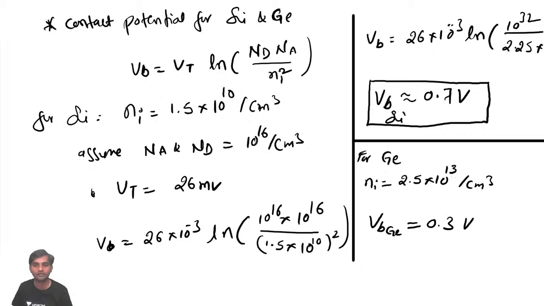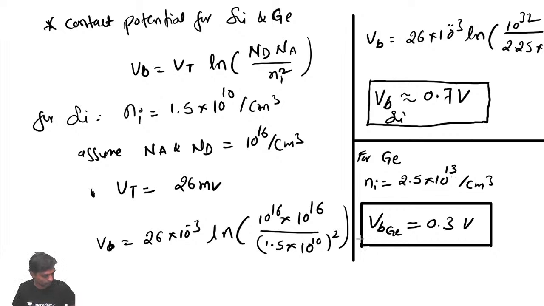VB is going to be 0.3 volts for germanium. This is the value. So VB for silicon is going to be 0.7 volts, and VB for germanium is going to be 0.3 volts. So this is what it is all about, barrier potential.